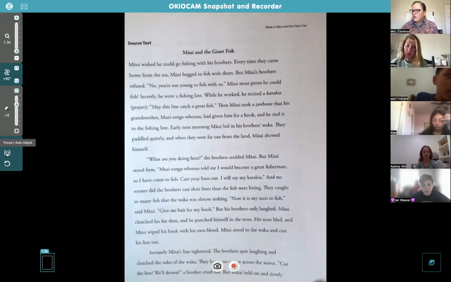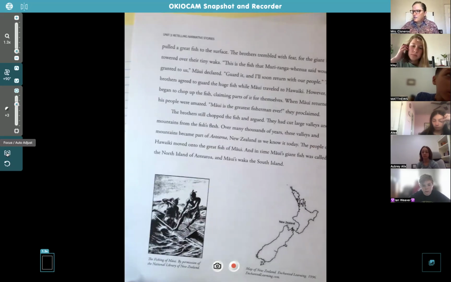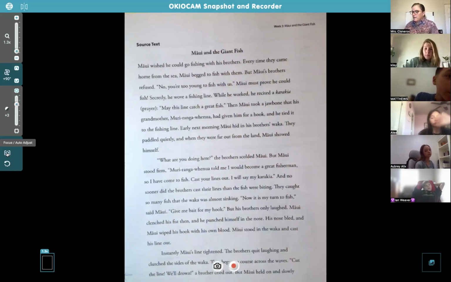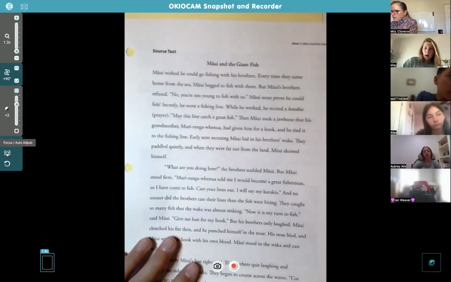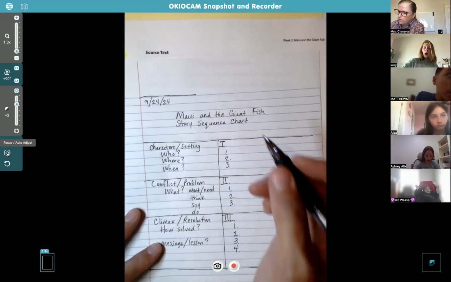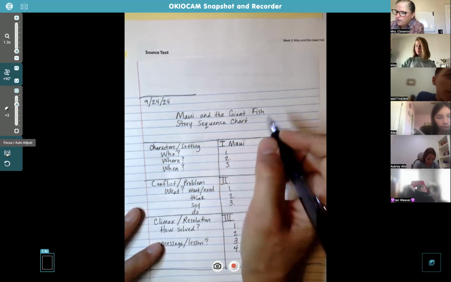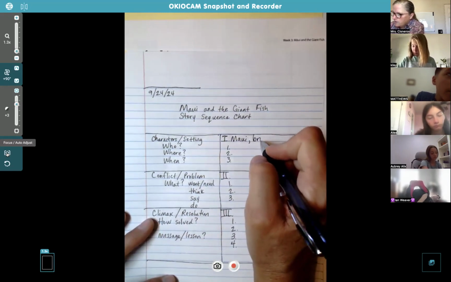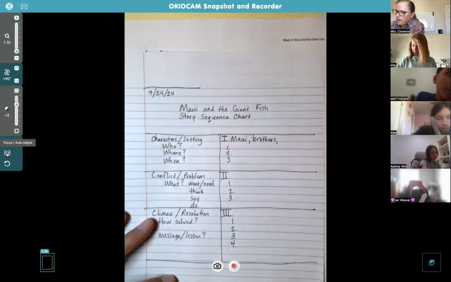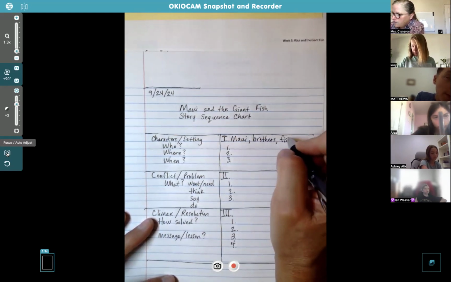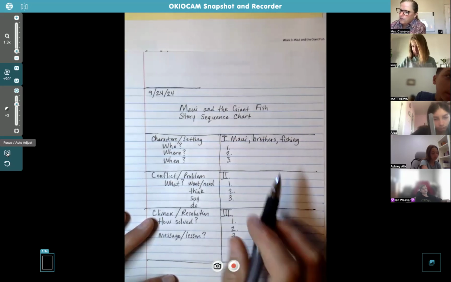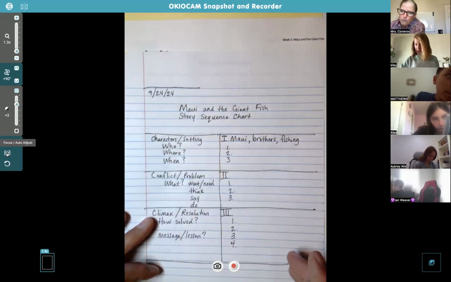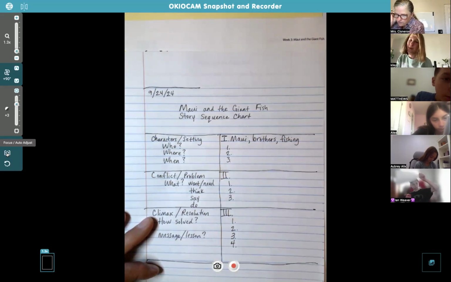Okay. So going back to the beginning, this is kind of broken up like the story sequence chart. The characters are pretty much introduced in the beginning of the story. So obviously Maui is the main character, so we're going to list him first here next to Roman numeral 1. I want you to put Maui and his brothers, and the brothers are going fishing, so I'm just going to put fishing. I'm doing this kind of quick because we were running out of time, but we're introducing the characters and the setting. We can assume that the setting is in the water, somewhere in the ocean.